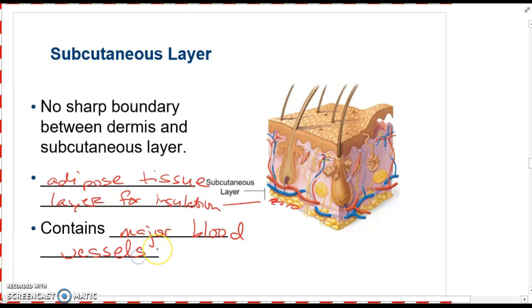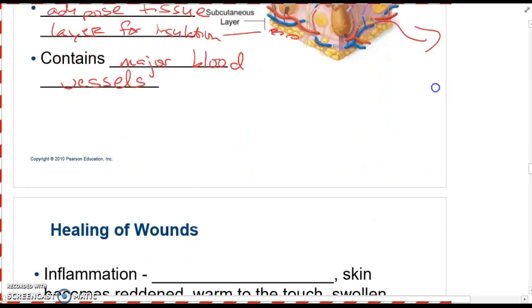And so you can think about a paper cut. Your paper cut is generally going to be up here on the epidermis. So there's nerve endings there and it hurts, but it's not going to bleed unless it goes down here to the subcutaneous layer. So it does hurt, but generally you're not going to see any blood loss from that.